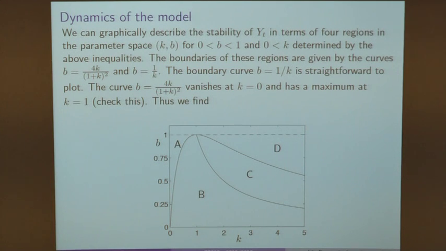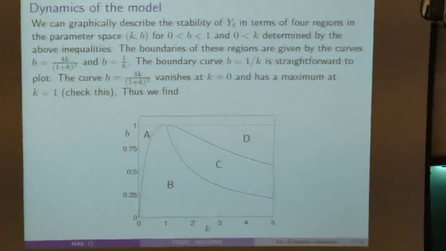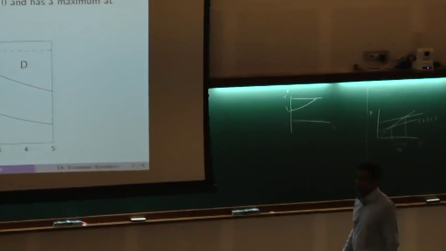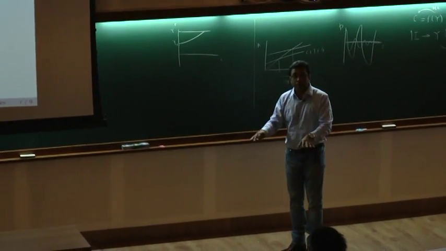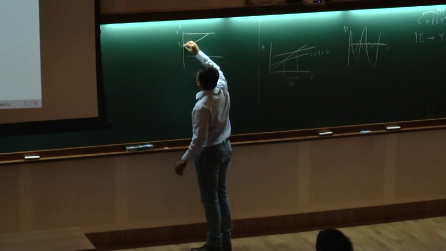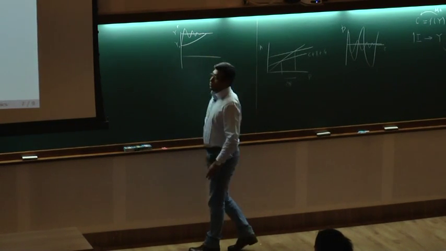He showed that if you start from any initial condition Y naught, and this is T, suppose this is your Y star value, you will basically monotonically converge to that value and stay there. In region B, you will have oscillations, but the oscillations will be dampened. It'll oscillate and converge.